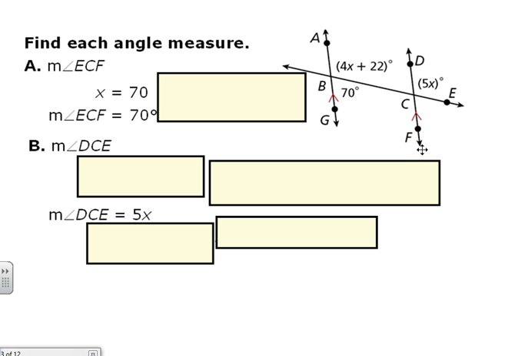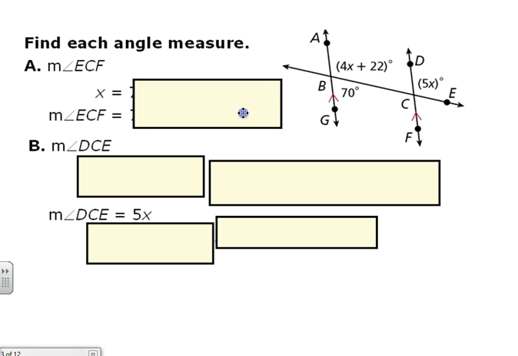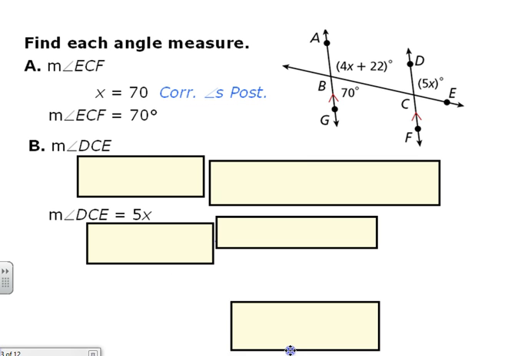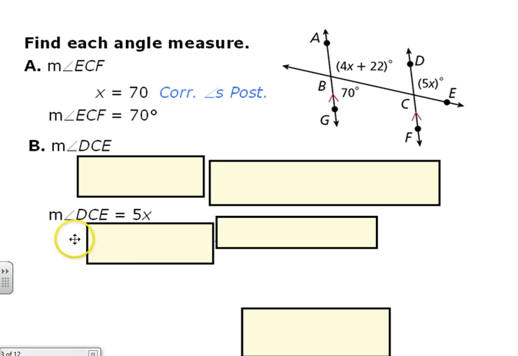We're supposed to find ECF. Are you guys already revealing the answers here? No. Oh, they've already, okay. ECF would be corresponding with what over here? A, B, C. ECF, give me another one. How about G, B, C? So ECF must be 70 degrees, which is what this says, right? 70 degrees. Corresponding angles postulate, right? Oh no, did you justify these two?